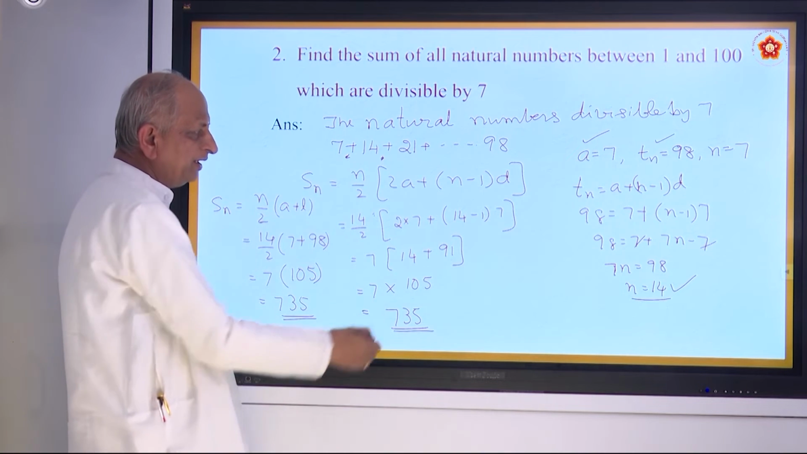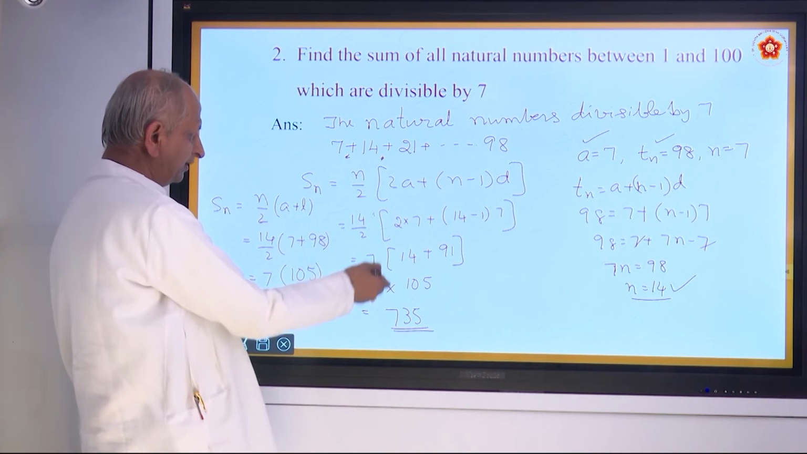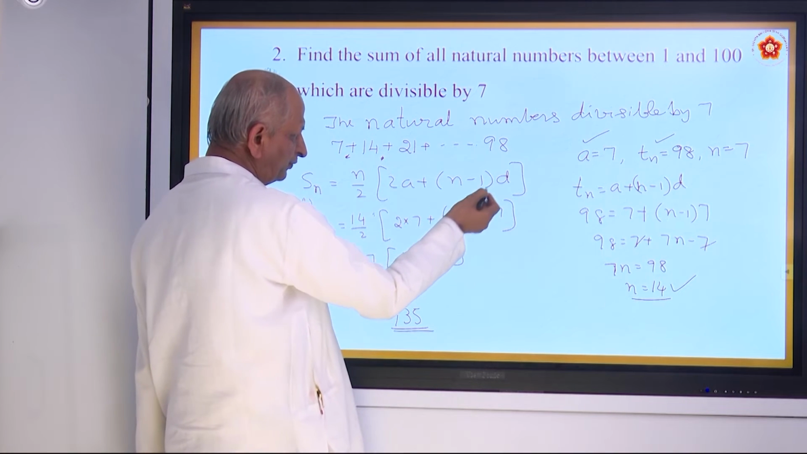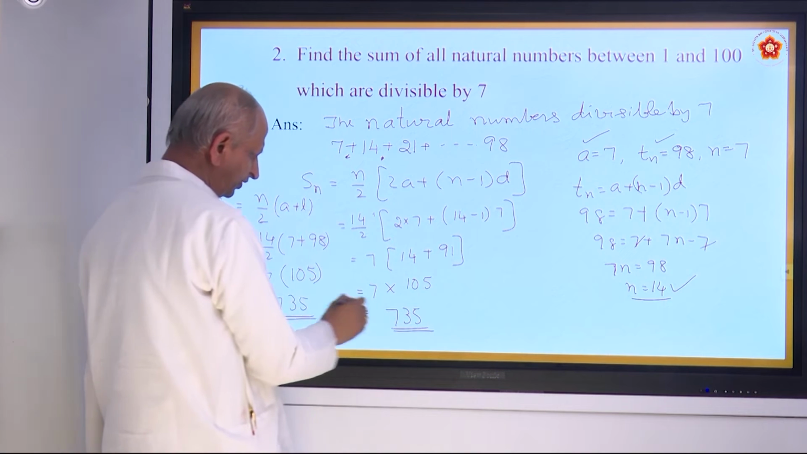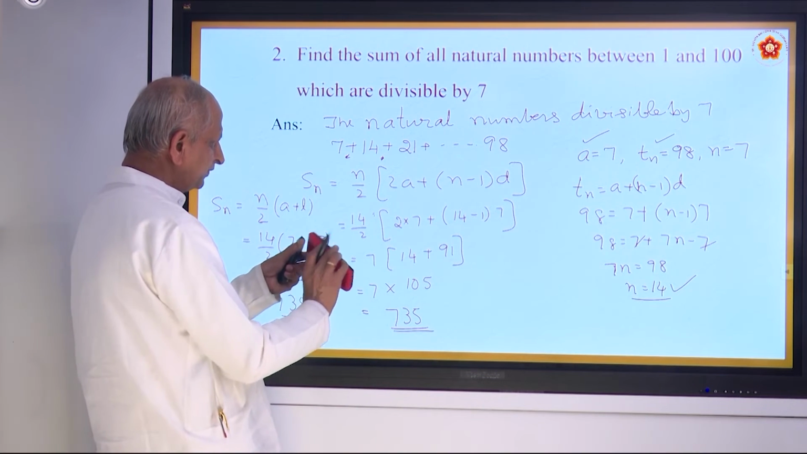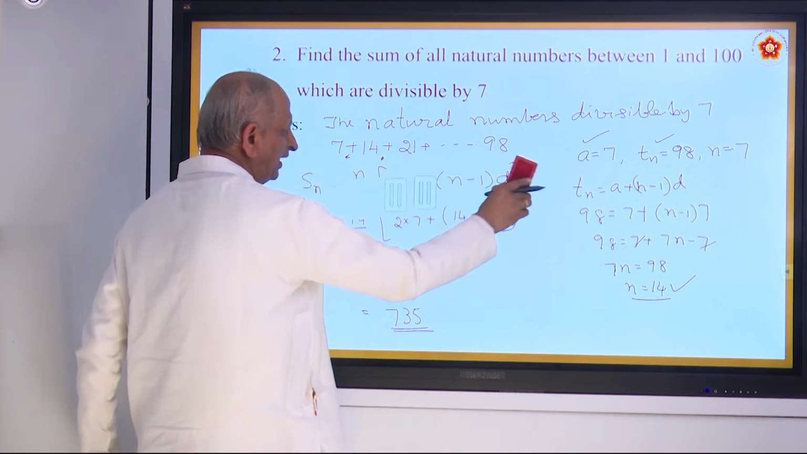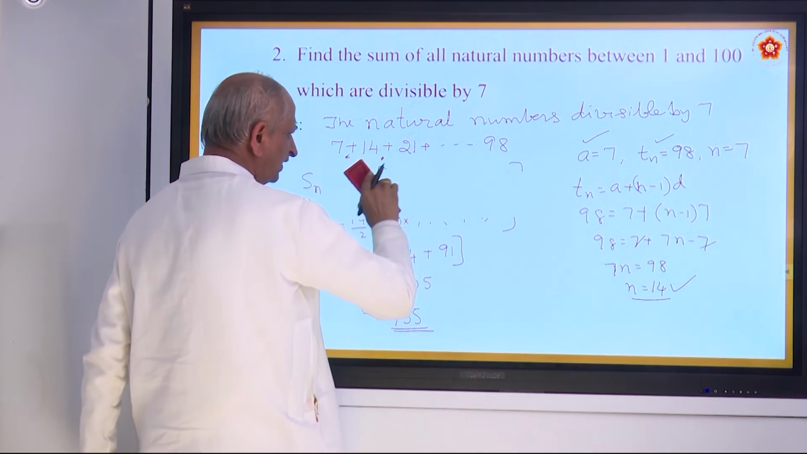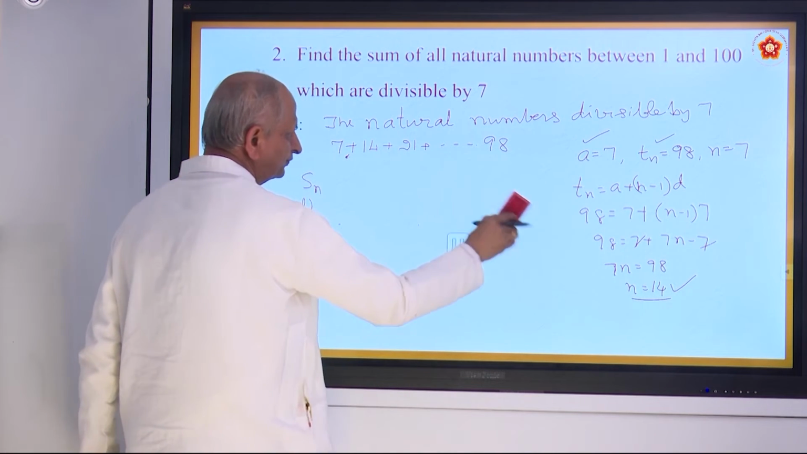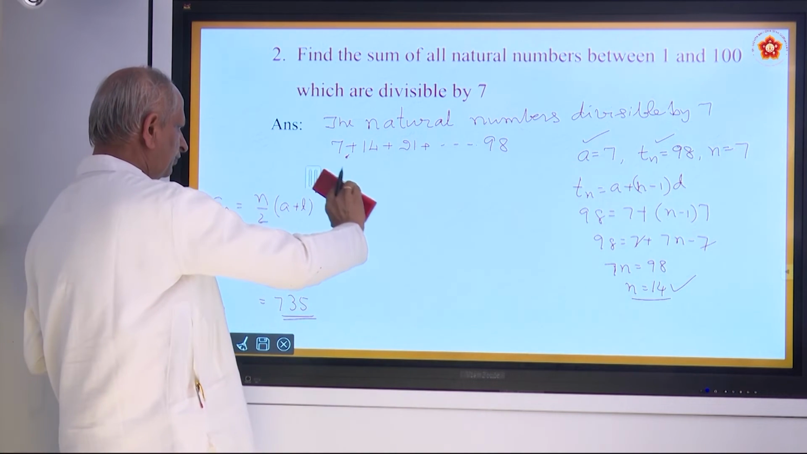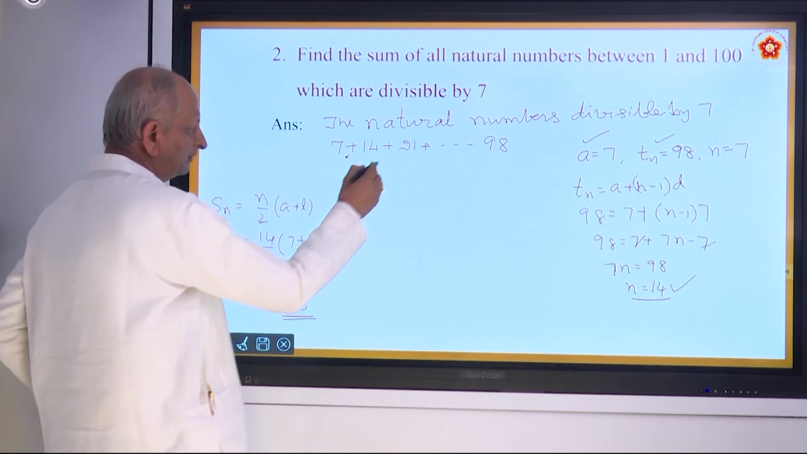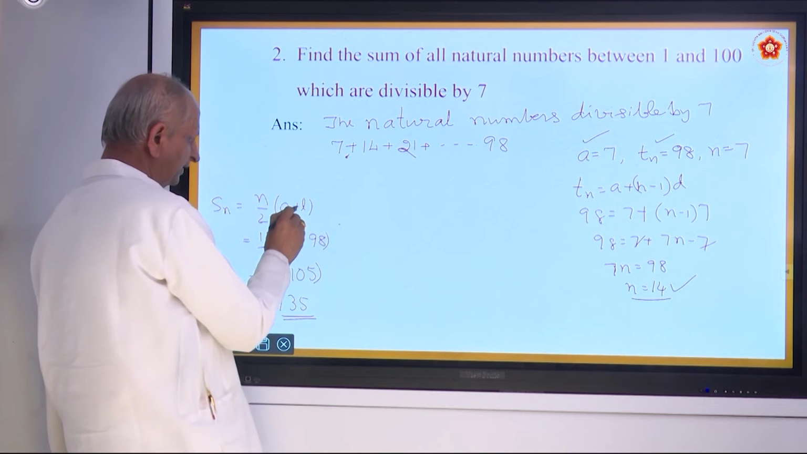Or you can do by this formula also. It is little lengthier. So n is 14, a is 7, 14 minus 1 into 7. So that also gives the same answer, both are same. So you can make it simple because the first and last is given. So if first and last are given, you need not do this. Now it is clear. So Sn is equal to n by 2 into a plus l. A is the first term here, and l is the last term.